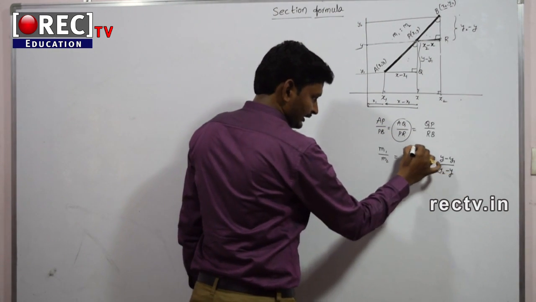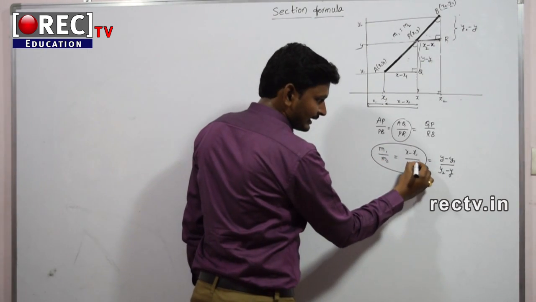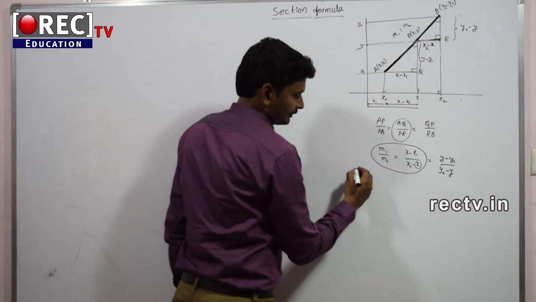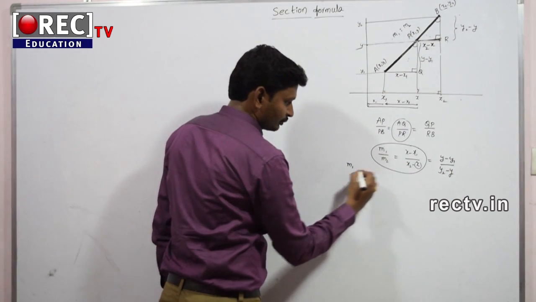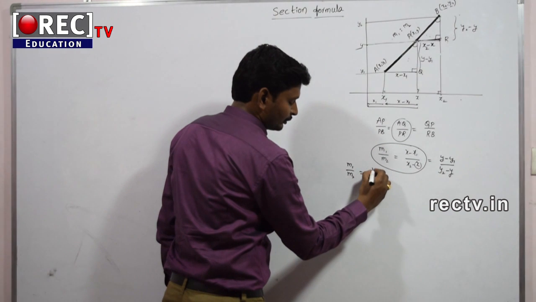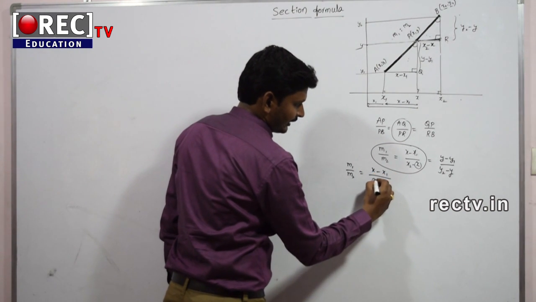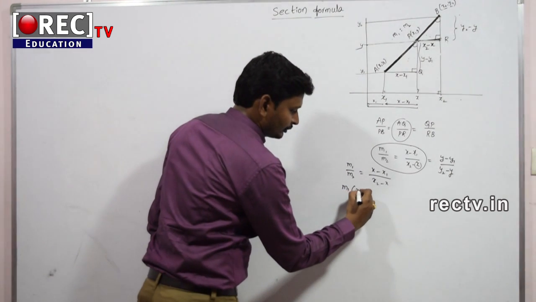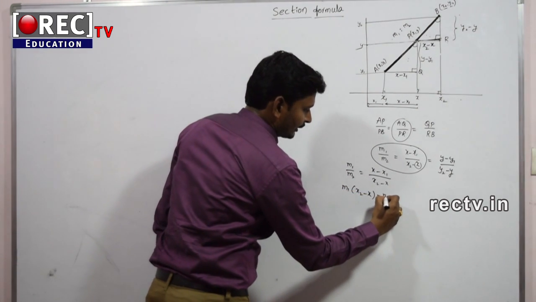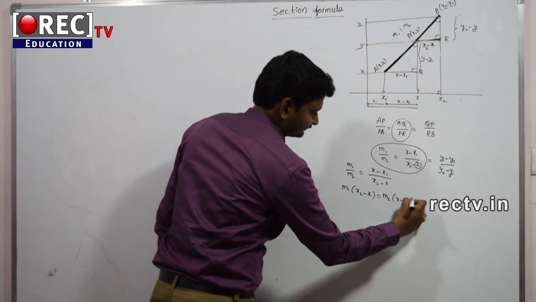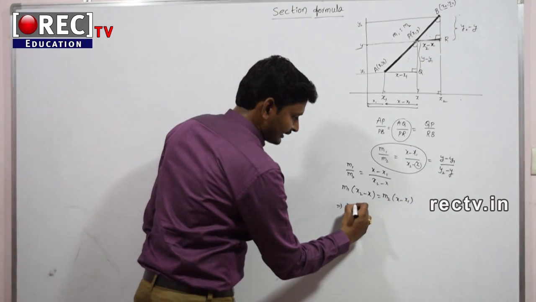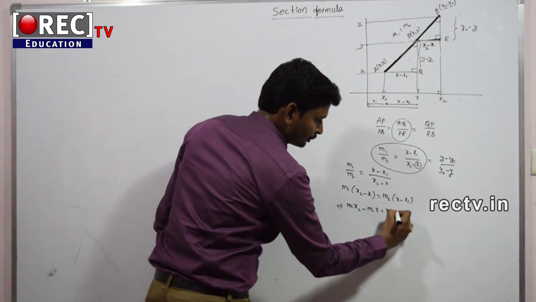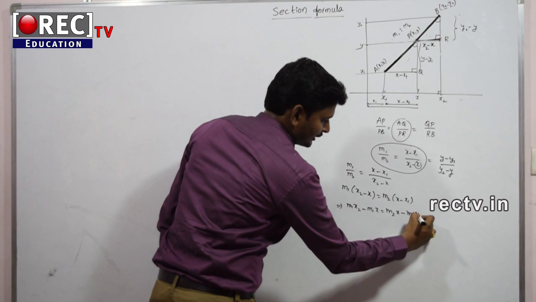If I take these two values, I will get the x value. If I take the first and last values, I will get the y value. That means first I am considering the first two. M1 by M2 is equal to x minus x1 divided by x2 minus x. By cross multiplication, M1 into x2 minus x is equal to M2 into x minus x1. Implies M1x2 minus M1x is equal to M2x minus M2x1.